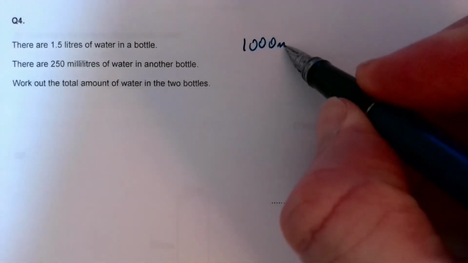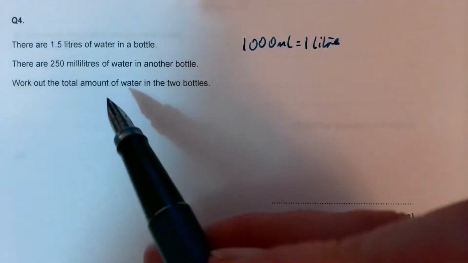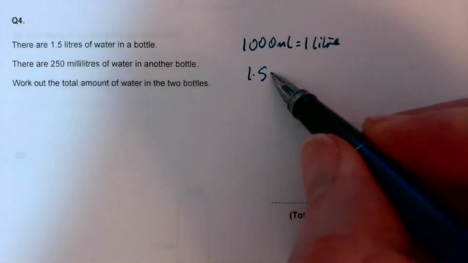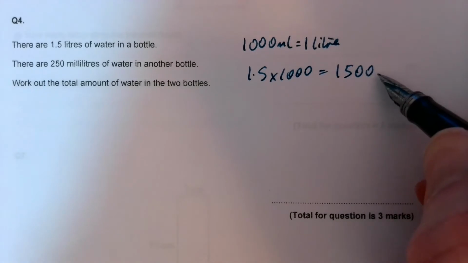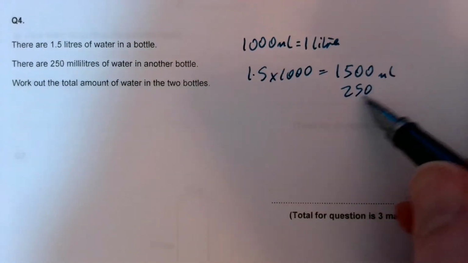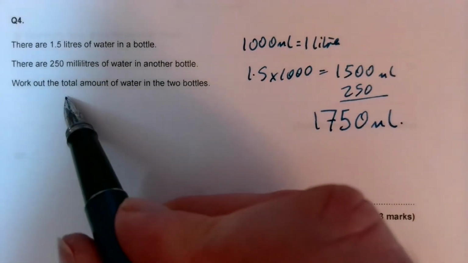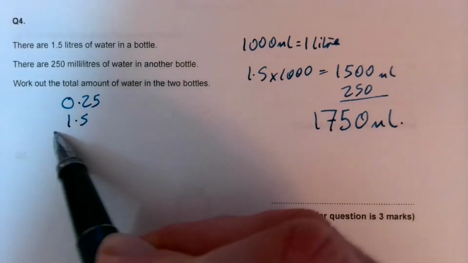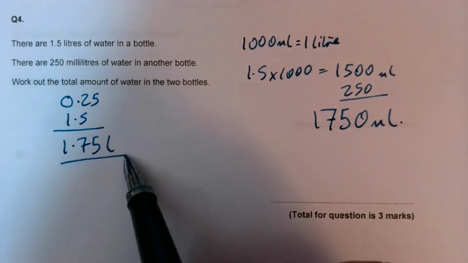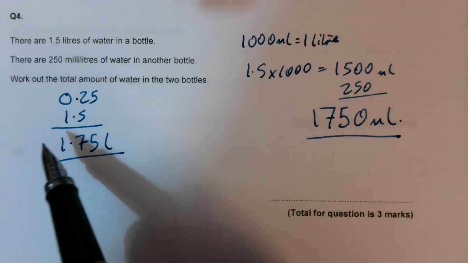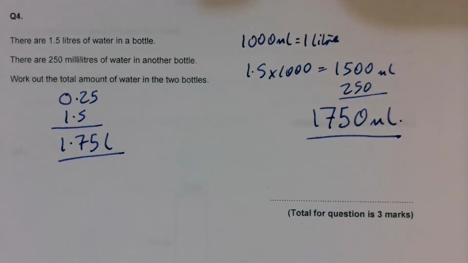Question 4. So we know there's 1.5 litres of water in a bottle. There's 250 millilitres in another bottle. Work out the total amount of water in the two bottles. You can either do it in litres or millilitres. There's 1,000 millilitres to 1 litre. So if I wanted, I could turn that into millilitres by multiplying by 1,000, and then I could add the 250 on, and that would give me 1,750 millilitres. Or you could divide 250 by 1,000 to give you 0.25 litres, add that to 1.5, and that gives you 1.75 litres. Now if you've got 1,750 or 1.75 just as numbers, you get 2 marks for that. But to get the third mark, you have to have the units with it.